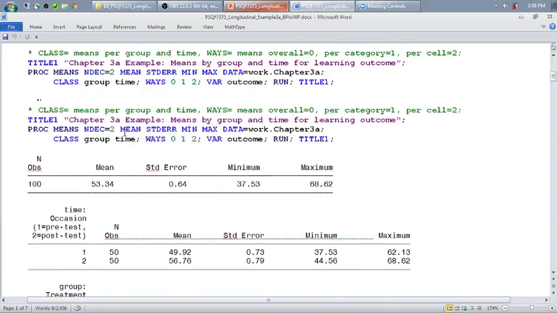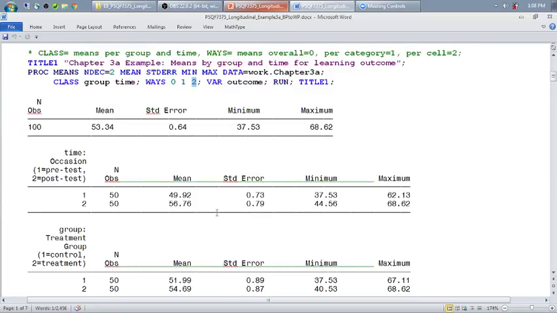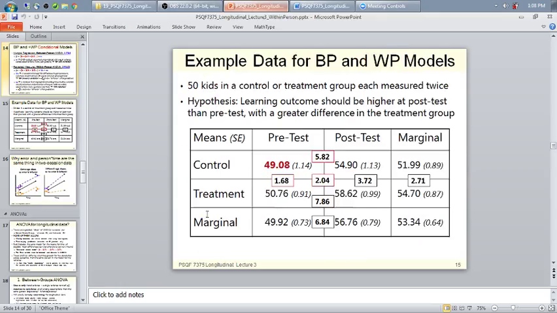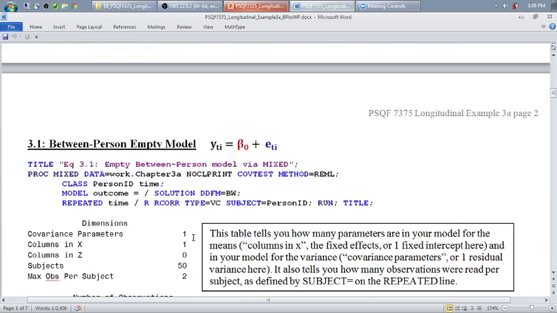So you can see in the labels the coding here. And here are the means I got from proc means, using class to denote that I want means per level of group and time, both aggregately, marginally each way, and then for each combination of the two. So that's where the numbers that I used to build this table came from. So let's contrast. I want to show you 4 models here. 2 that are empty and differ in their model for the variance, and then another 2 that have the predictors of interest that differ in their model for the variance.